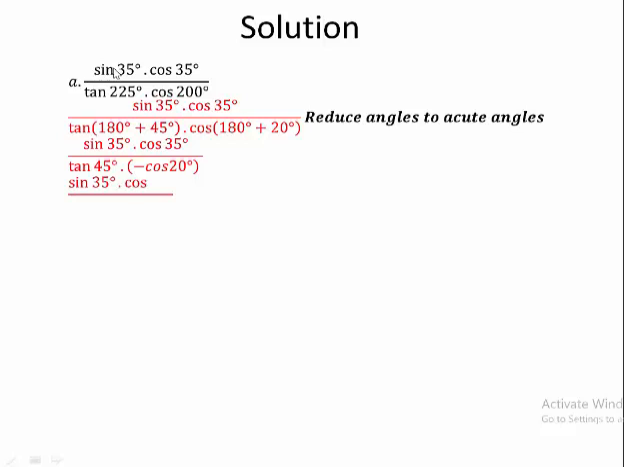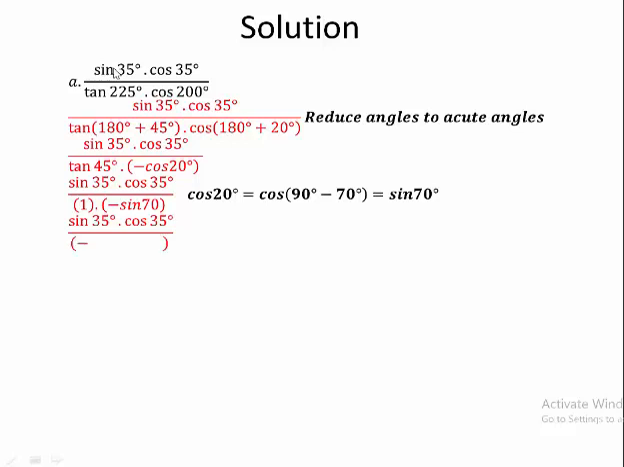So let's carry on. Sin 35 by cos 35 remains the same. Tan 45 is equal to 1. Your negative cos 20 becomes negative sin 70, because cos 20 is equal to sin of (90 minus 20), which is the same as saying sin 70. And therefore we write the numerator again, sin 35 degrees by cos 35. Now we are going to use our double angle formulas to get the rest of the solution.